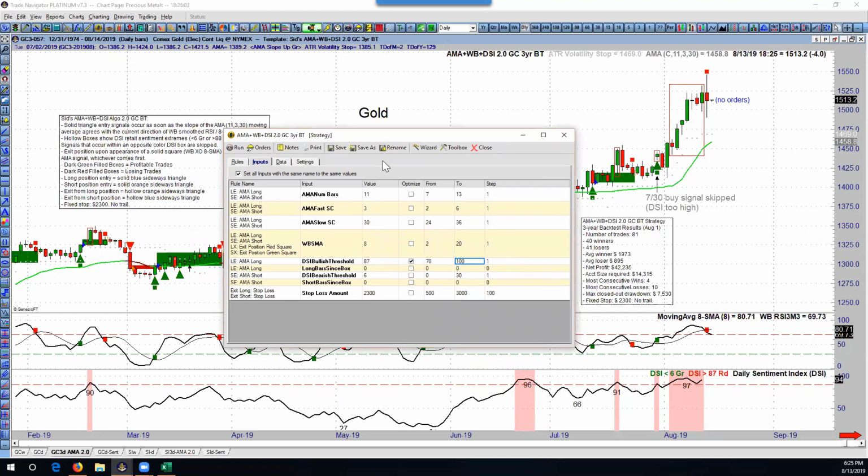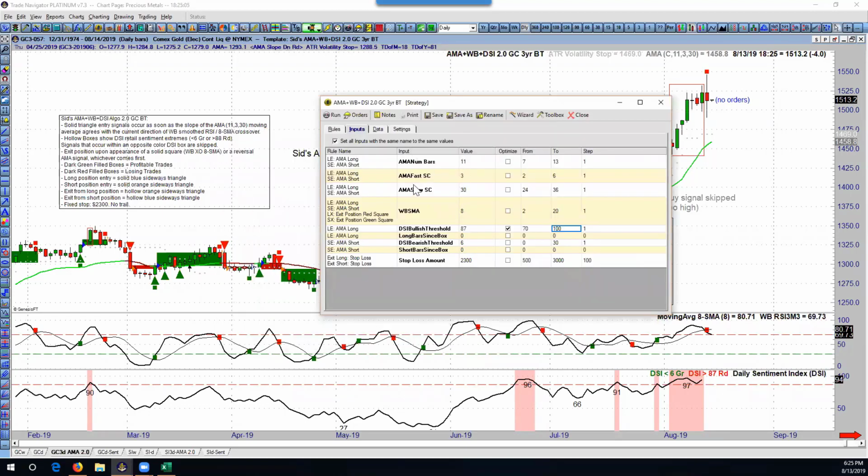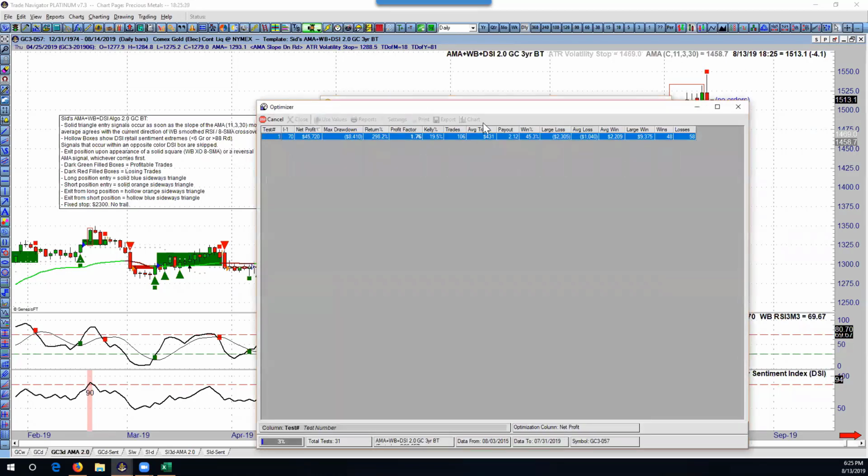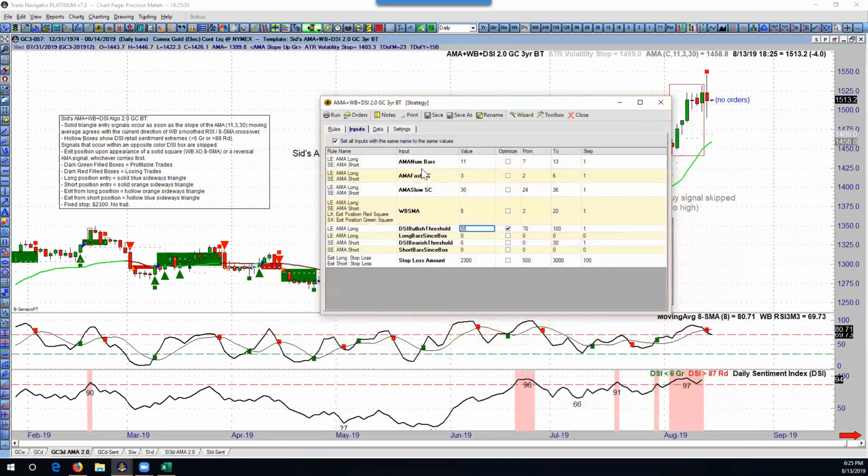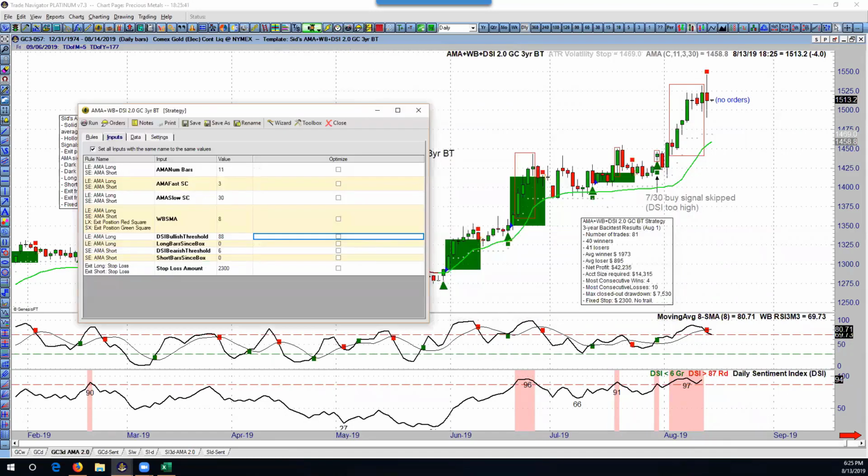Let me make sure I've got all these settings the same, and I haven't changed anything. 11,330, 6 and 87, 88. Thresholds. Yeah, 8, 6. 2,300. Okay, let me run that back test real quick. Whoops. Going to stop that and make sure that it comes out with the same number.